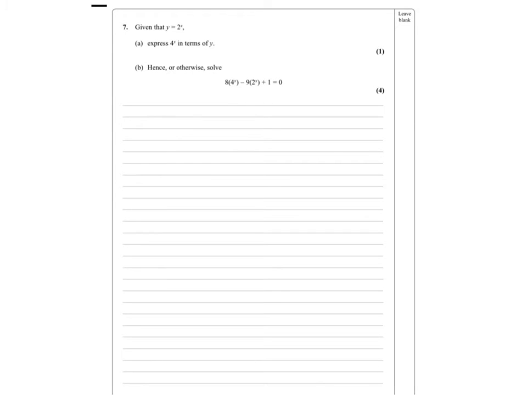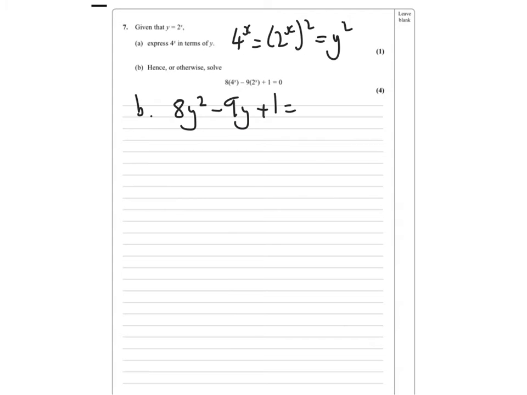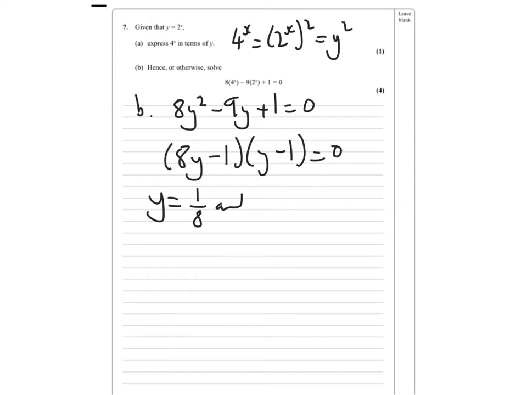Okay, now hopefully if y equals 2 to the power x, 4 to the power x is 2 to the power x squared, so therefore 4 to the power x is y squared. Alright, and then for part B, we're going to say that 4 to the power x is y squared, and 2 to the power x is y, and we're going to get that. Alright, should be able to factorise fairly easily. I will do that. Okay, it will work fairly nicely.